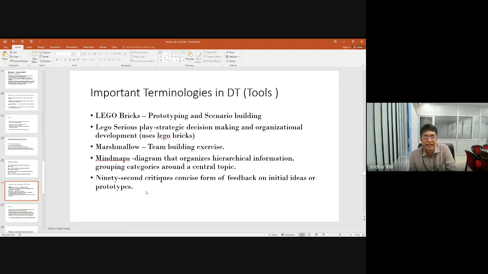The 90-second critique is also a tool. It is a form of feedback on initial ideas or a prototype. Feedback may be given within 90 seconds, because the critical thinking about a particular idea happens immediately in those 90 seconds. So this is called the 90-second critique. After 90 seconds, it becomes personal. So the immediate response within 90 seconds is unbiased criticism. That's why it's called the 90-second critique.